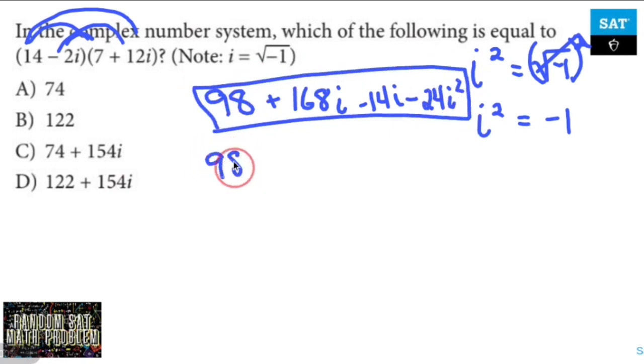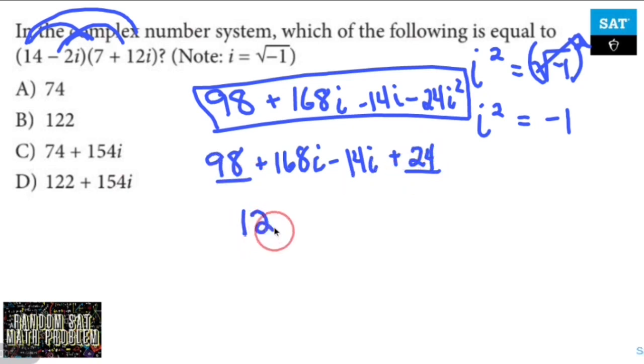So this is 98 plus 168i minus 14i minus 24 times negative 1, so plus 24. Okay, add like terms. So 98 plus 24 is 122. 168i minus 14i is 154i. There you go.